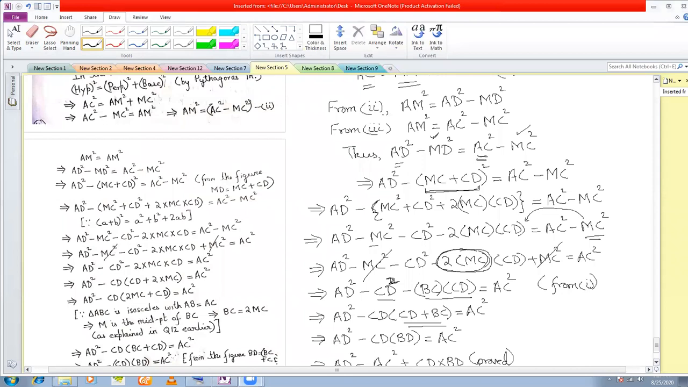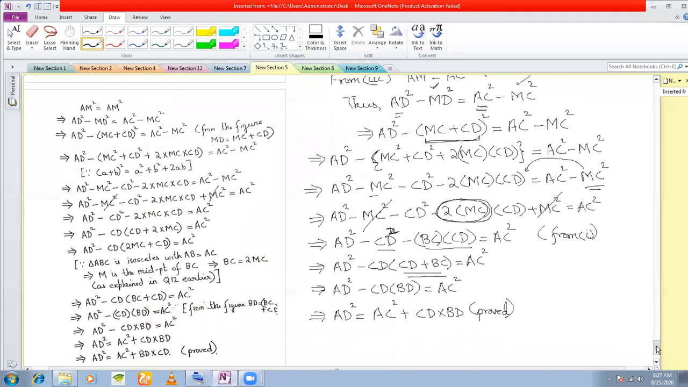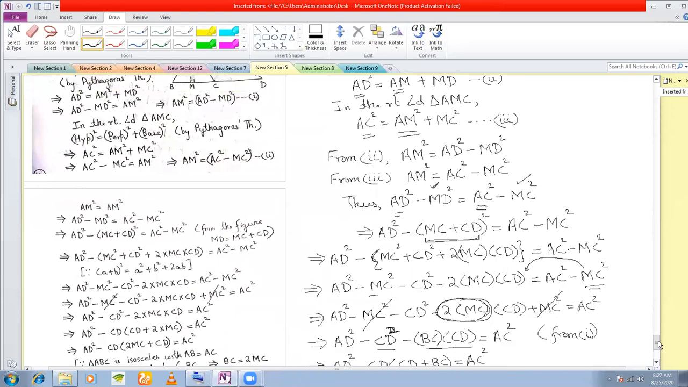Expansion, a plus b whole square, subtraction, addition. Any problem here with the algebra part? AD square minus MD square is equal to AC square minus MC square. Both are equal to AM square, right? This is equal to AM square and this is equal to AM square, so they have to be equal. Understood?